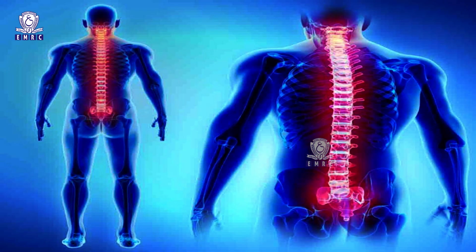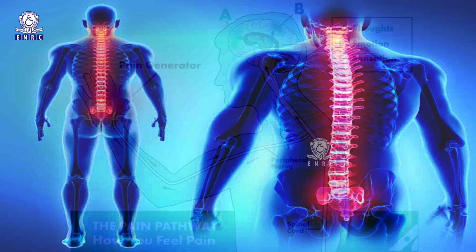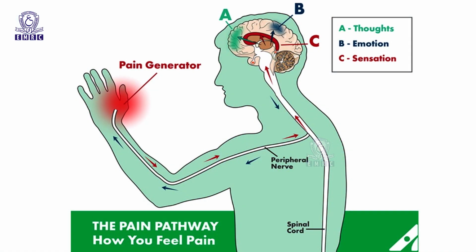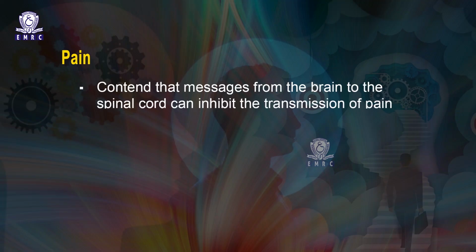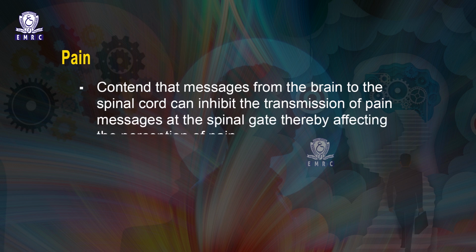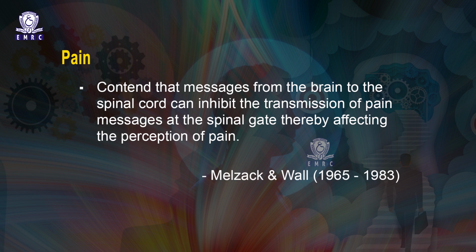The gate control theory also accounts for the fact that psychological factors, both cognitive and emotional, can influence the perception of pain. Melzack and Wall, 1965-1983, contend that messages from the brain to the spinal cord can inhibit the transmission of the pain messages at the spinal gate, thereby affecting the perception of pain.